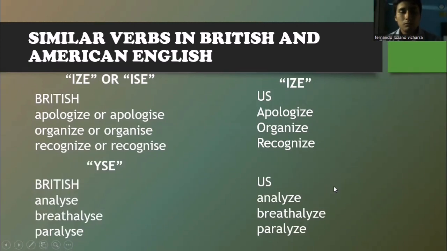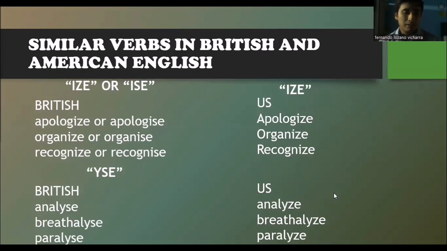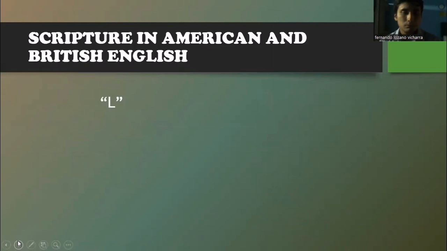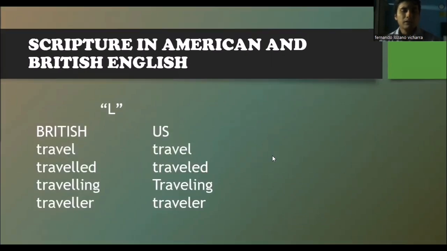We can observe another example with ise. In this case, the ending syllable ise in British English is pronounced ize in American English. And here we can see some examples. Another difference in spelling is that the L is doubled in British English verbs, but in American English it is not doubled. For example, we can observe the double L in the word travelling in British English and traveling in American English.